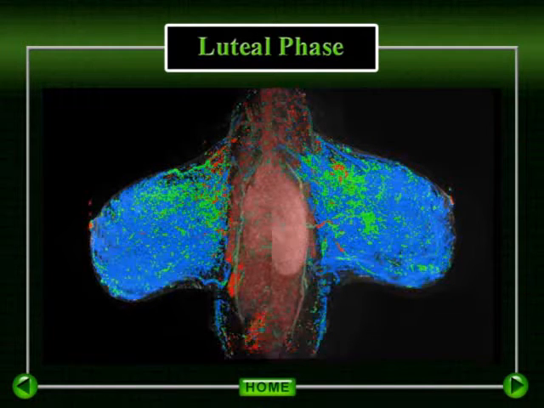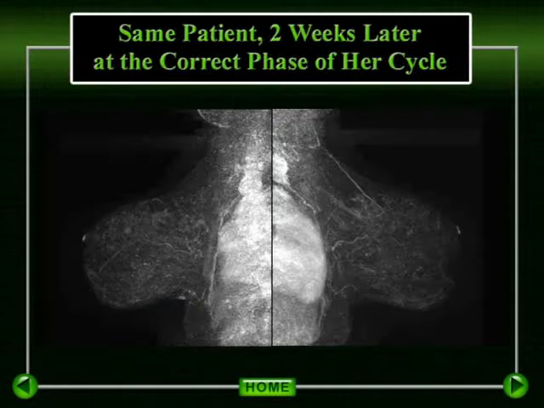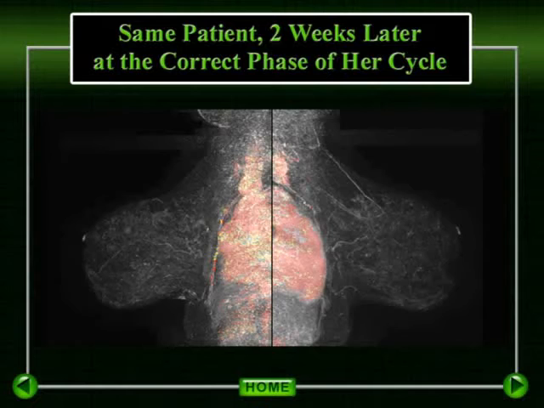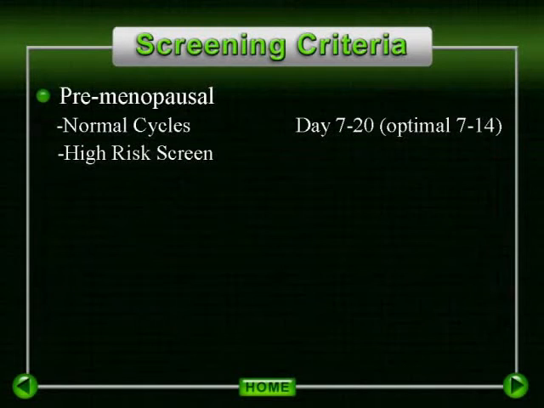As we will demonstrate many times throughout this course, as well as within the teaching files, this can significantly limit your evaluation, particularly for more subtle disease. This tends to be most pronounced in the week prior to the onset of menses. We generally allow 1 week after the onset of menses for resolution of these hormone effects. With our high-risk screening population, we are even more stringent, insisting on day 7 to 10 of the menstrual cycle.